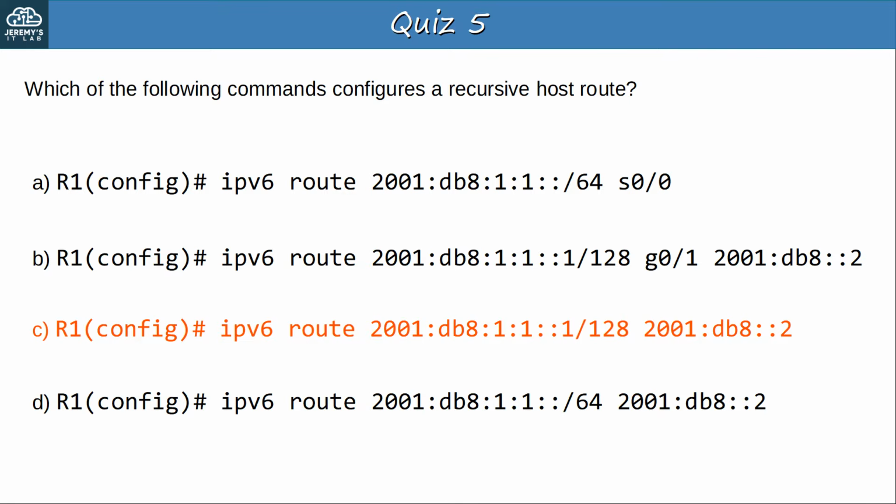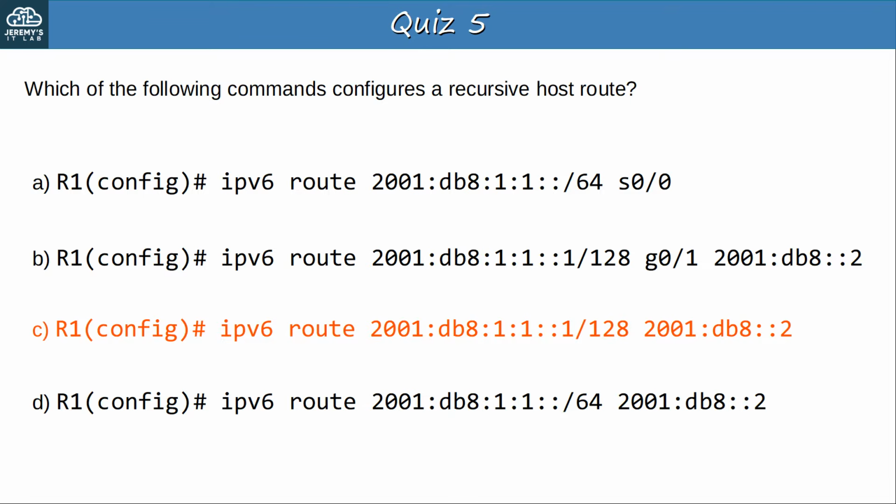A host route is a route to a single host, using a /128 prefix length in IPv6, or a /32 prefix length in IPv4. A and D are network routes, and B and C are host routes. So C is the only one that is both a recursive route and a host route. Okay, that's all for the quiz.